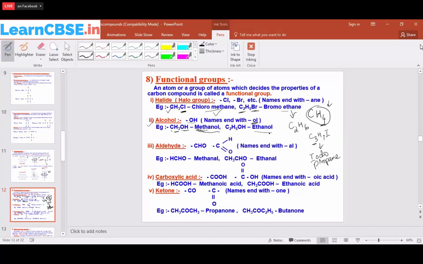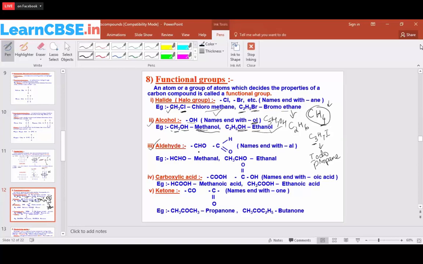Next one is ethanol. OL indicates that it has the functional group OH, and eth means there are two carbon atoms present. So C2H5OH. This is ethanol. Propanol means we have to write C3H7OH. So this is propanol. In the place of one hydrogen atom, we substitute the OH group, and that we call alcohol.